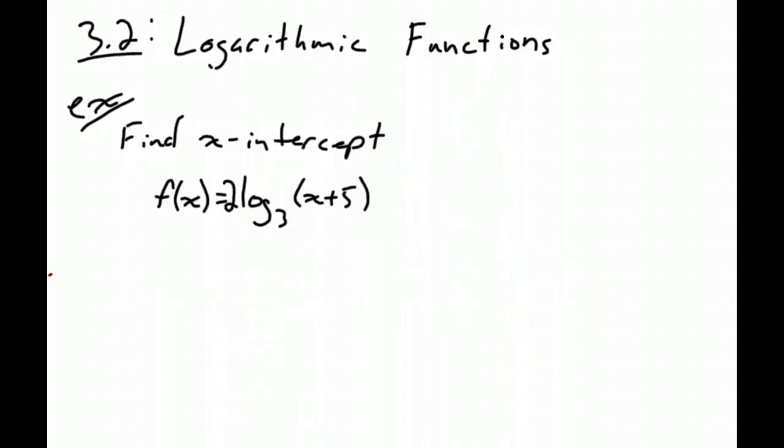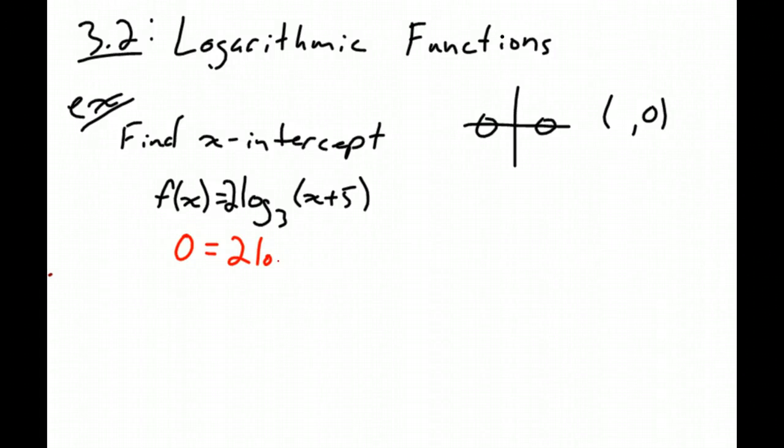Other instances, you may have to just find the x-intercept of your graph. Don't forget, if you're looking for the x-intercept, that's where you cross the x-axis, so your y value is going to be 0. No matter where you cross the x-axis, your y value is going to be 0. So since I know my y value is going to be 0, I can put that in for f of x, so that I have 2 log base 3 of x plus 5. And now if I want to rewrite this, I need to get rid of this 2. It's kind of in the way in order to rewrite this as an exponential.